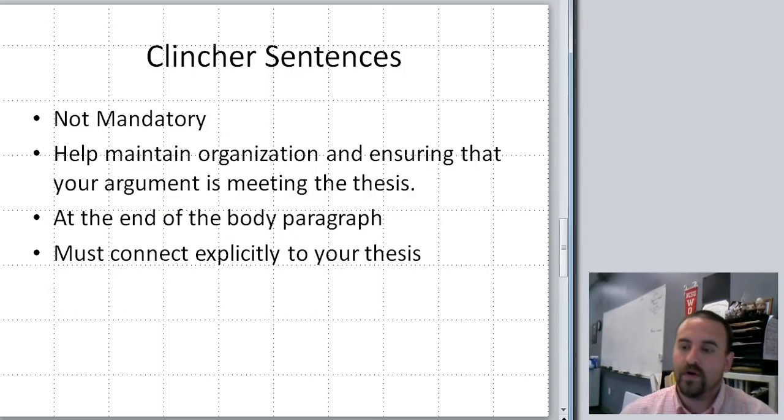Clincher sentences are at the bottom. These are like mini conclusions for each paragraph. Clincher sentences are not mandatory, right? Claim sentences are mandatory. You've got to have them there. Claim sentences help organize, help you get to your thesis. They can stand in the place of a thesis if you've forgotten to add that thesis. Clincher sentences are going to be at the end of the body paragraphs, and they summarize the paragraph for you. And they must connect explicitly to your thesis.